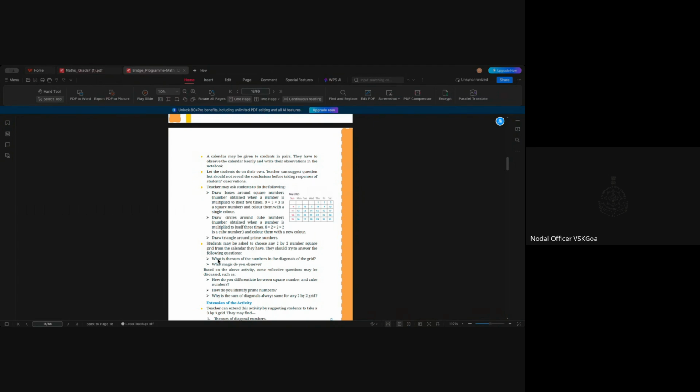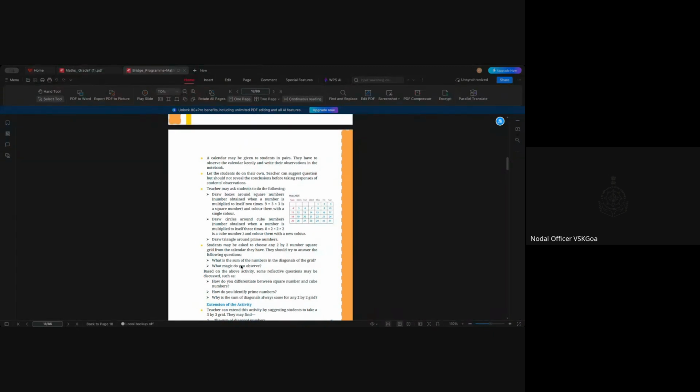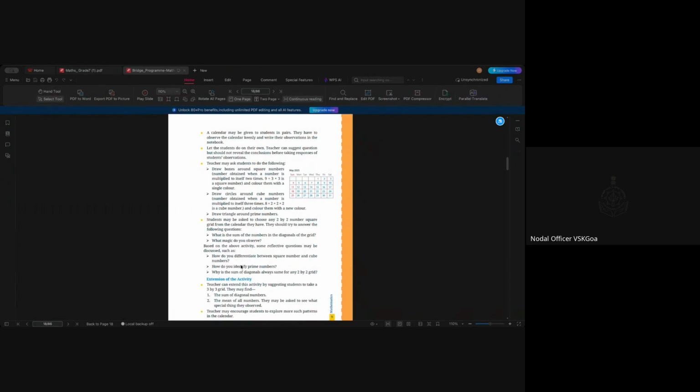So let the child tell what observation they are getting. And till they tell you this observation, you have to continue with the activity. So this kind of observations they are supposed to work out and tell. The next one: after conducting this particular activity, you have to ask some reflective questions.